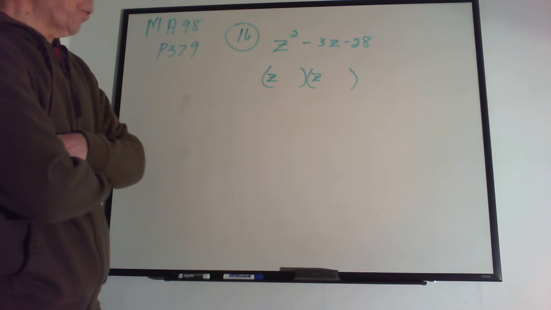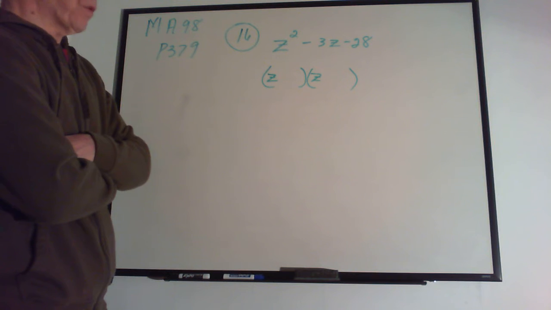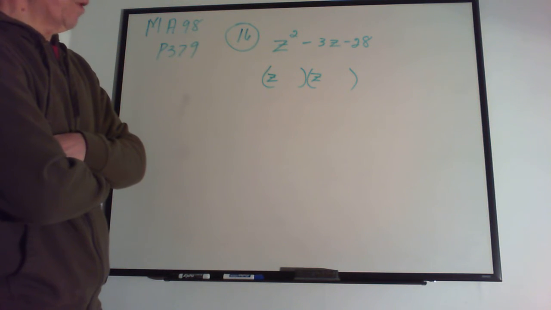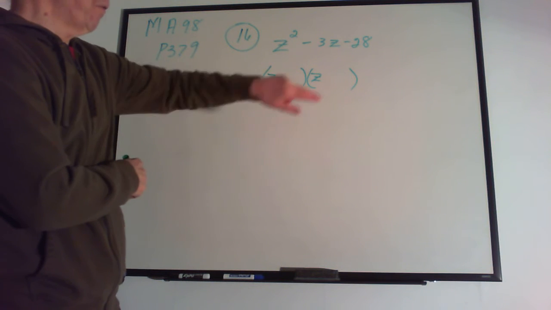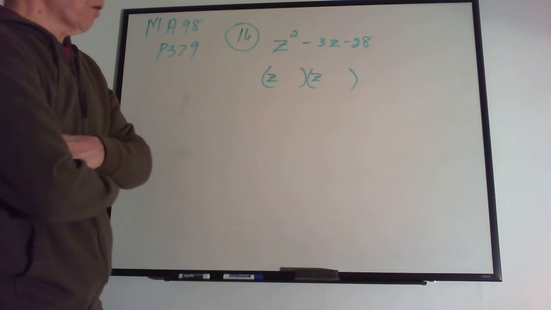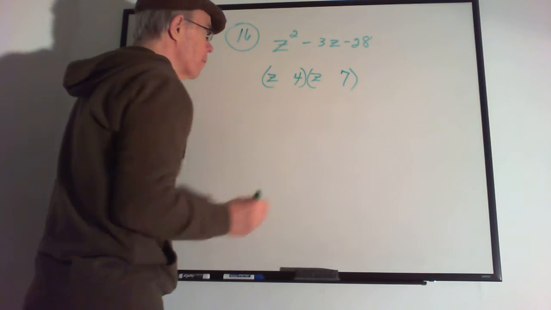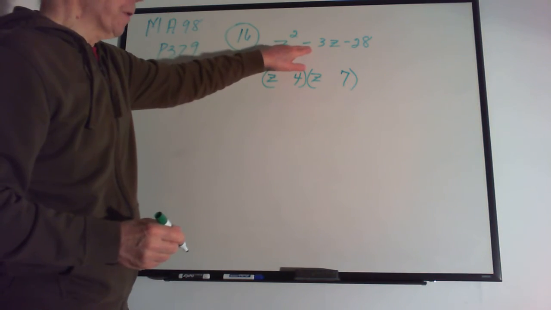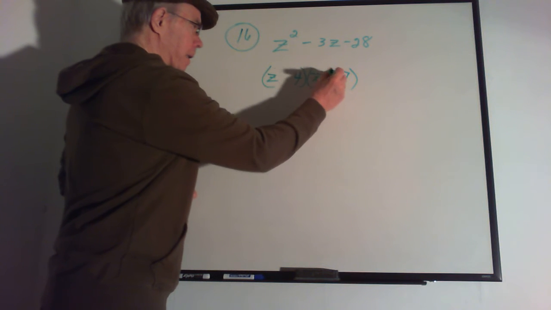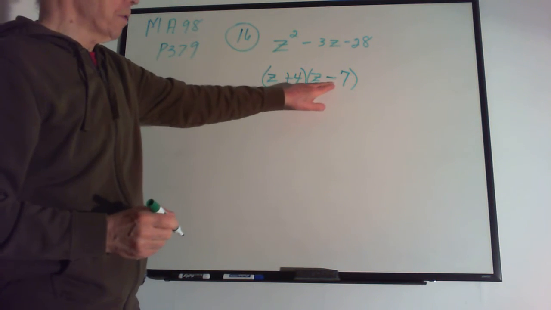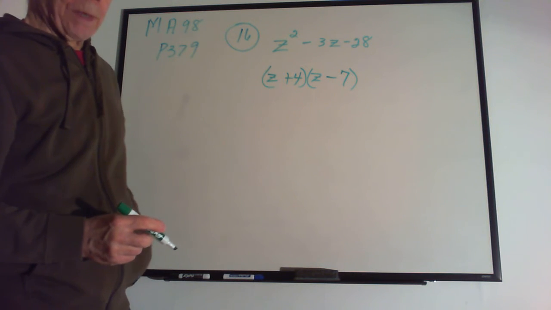What are the factors of 28? Well, they're 28 and 1, they're 7 and 4. Well, the difference between 7 and 4 is 3, so I'm going to put a 7 and a 4. Now, it's minus 3, which tells me that this is going to be a negative, this is going to be a positive. This number times this number has got to give me negative 28.